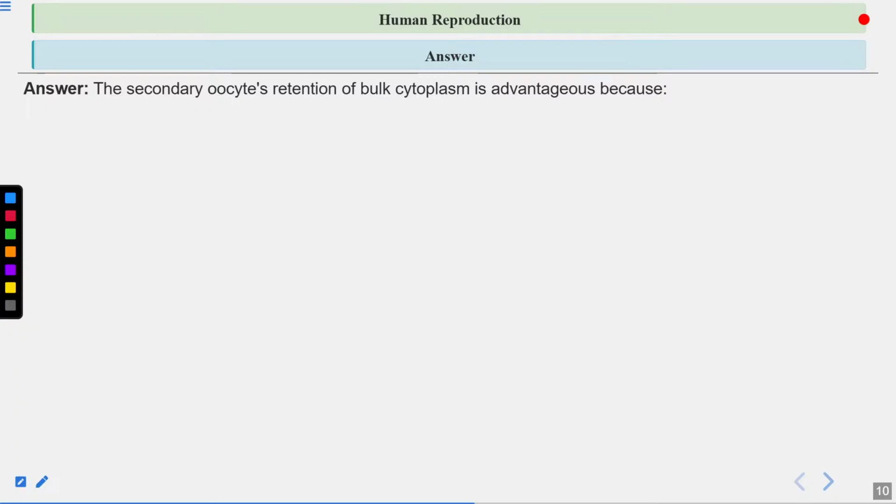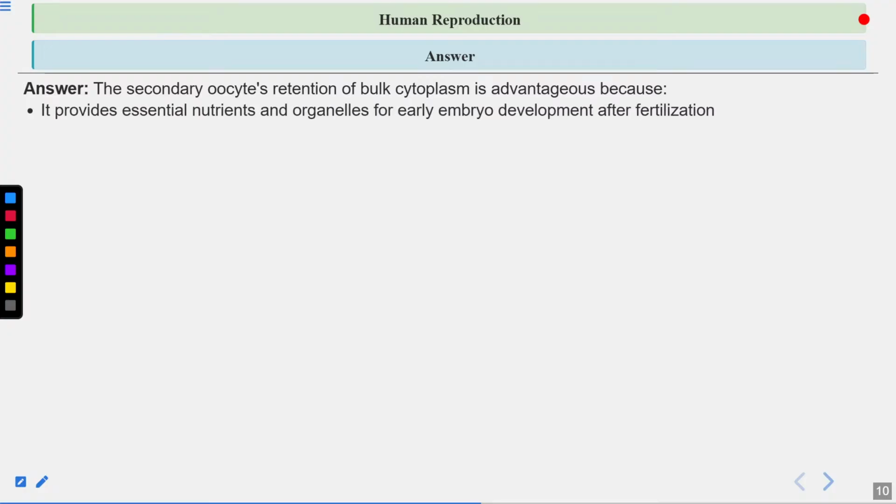So the secondary oocyte's retention of bulk cytoplasm is advantageous because, why does the secondary oocyte retain the bulk of the cytoplasm? The cytoplasm contains all the nutrients, and it contains all the organelles, which are required for the embryo development after the fertilization. So what happens?